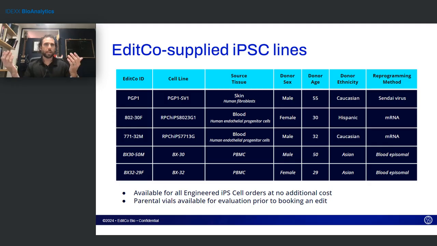So within EditCo, we have several iPSC cell lines that we allow our customers to choose from as control lines to start their editing with, or we can use their own cells if they want to ship them and provide them to us. But one of our most popular cell lines is our PGP1 cell line that's been around for several years now as a part of George Church's Personal Genome Project. It's a cell line that we have a ton of experience with and we do many, many edits with.